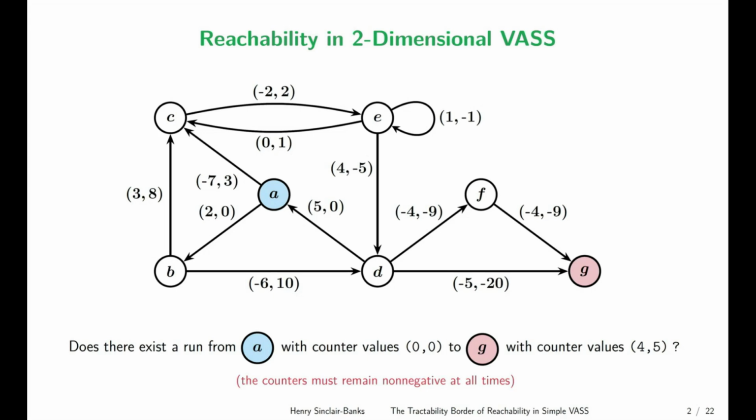And the important detail for vector addition systems is that the counters must remain non-negative at all times. So to be precise, you'll start in this case at A with 0 and 0 on your two counters. Whenever you take a transition, you will update each counter by the components of the vectors respectively. So you do vector addition over and over and over again. So let's run through this instance.